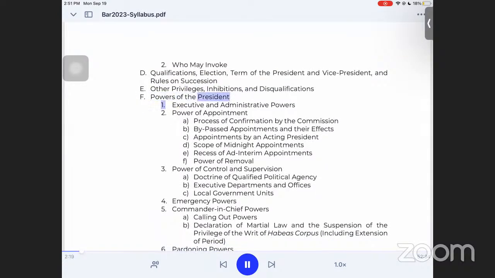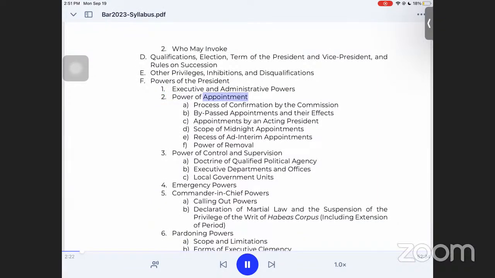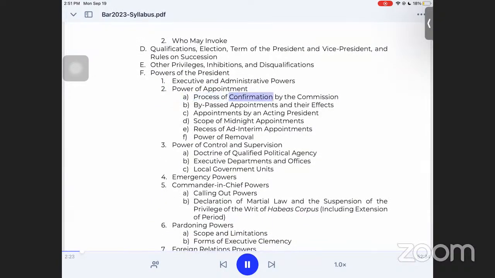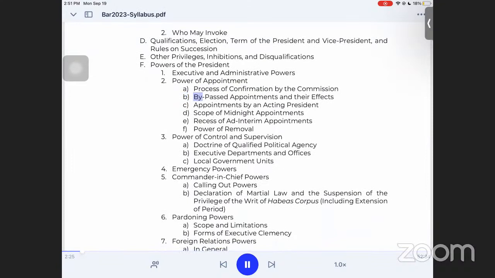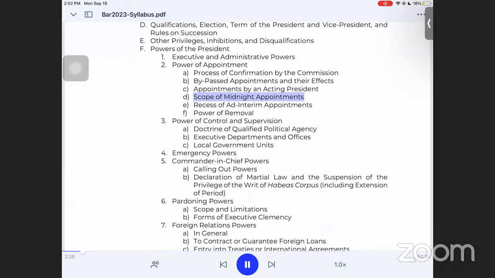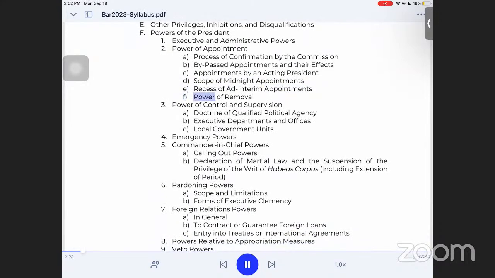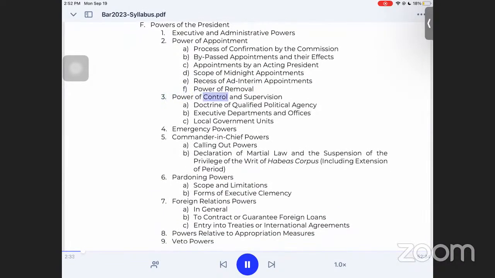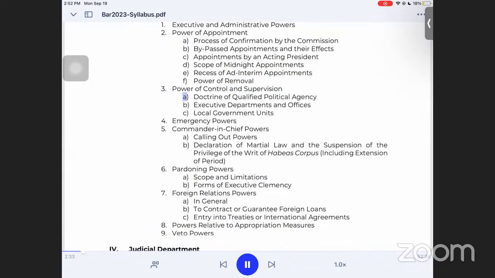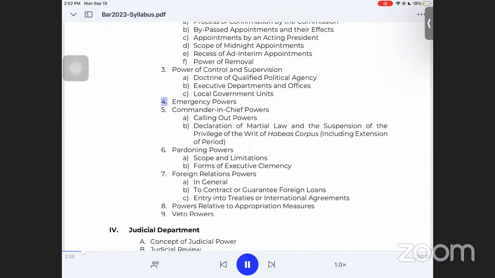F. Powers of the President. 1. Executive and administrative powers. 2. Power of appointment. a. Process of confirmation by the Commission. b. Appointments and their effects. c. Appointments by an acting officer. d. Scope of midnight appointments. e. Recess or ad interim appointments. f. Power of removal. 3. Power of control and supervision. a. Doctrine of qualified political agency. b. Executive departments and offices. c. Local government units.